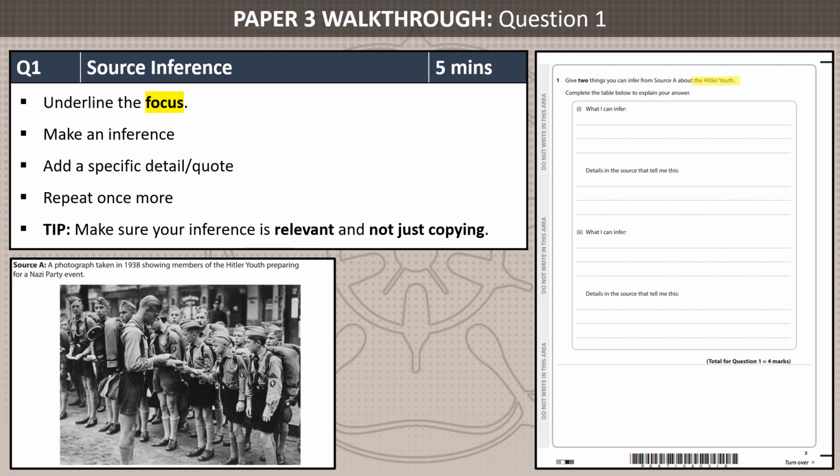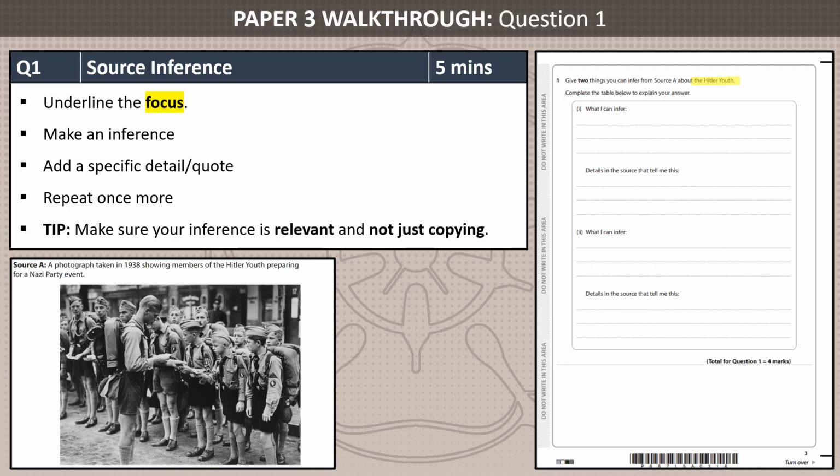The key thing here is that when we make our inference, we have to make sure that it's relevant to the focus. We have to make sure that we don't just copy out what we can see or what we've read in the source. So I'm going to show you a good example and a bad example.